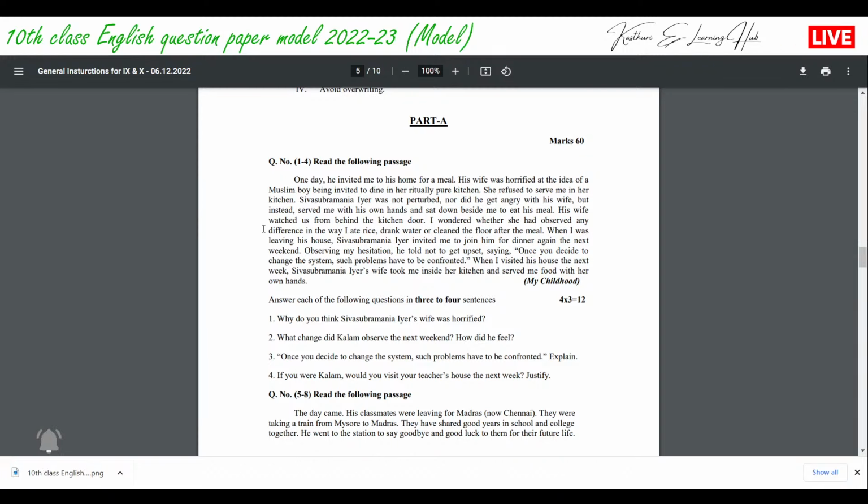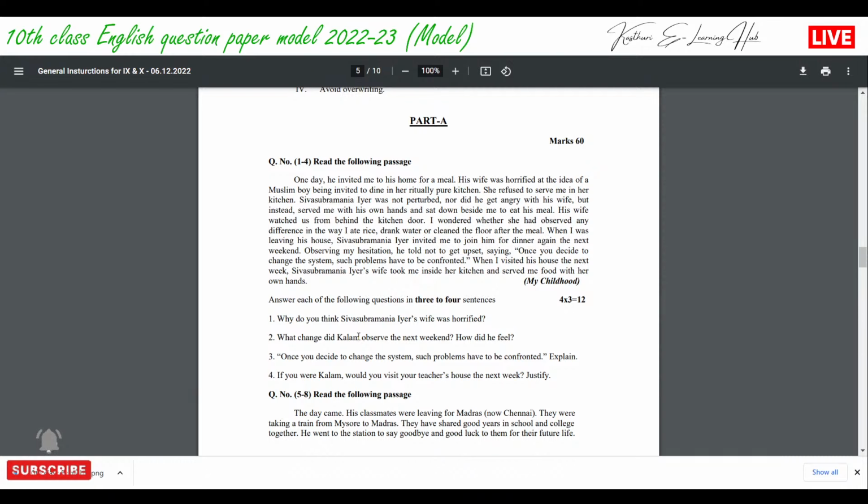Now look at this. This is the passage. One day he invited me to his home for a meal. Yeah, so this passage, this is taken from the lesson My Childhood. Okay, and this is the part A of our reading A of our textbook. And below that, 4 questions are asked, and we are going to answer this. We need to answer these questions. Each question is for 3 marks. Each answer is for 3 marks, and these are all analytical, open-ended questions.